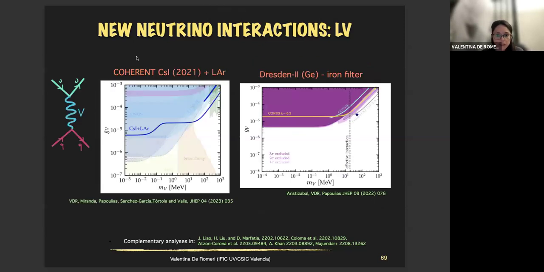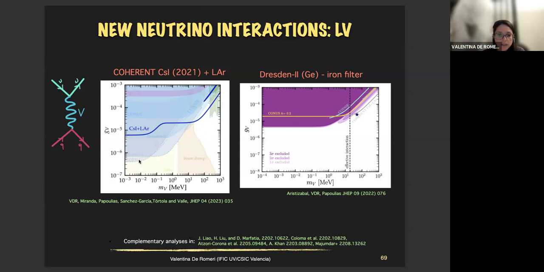Here I'm showing the same results. On the left, the blue line corresponds to the combined bound that we obtained from the two data sets, again for the light vector mediator. And I'm comparing it to other bounds that exist in the same parameter space, for instance, from collider, beam dumps, CONUS and CONNIE, which are two other CEvNS experiments that use reactor neutrinos.